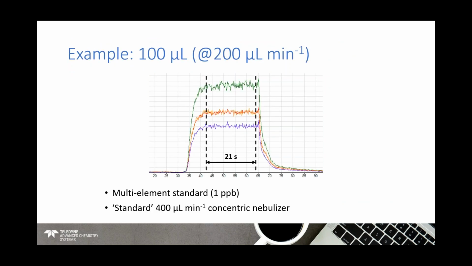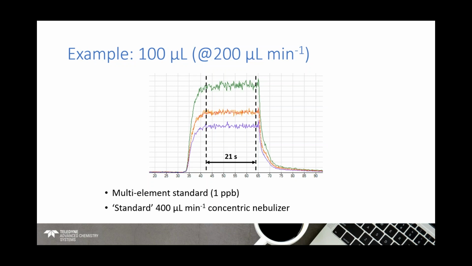So again, just a further example. This is some real-time analysis data from a multi-element standard. This is a 1 part per billion multi-element standard, which most people in an ICP-MS laboratory are familiar with. This kind of trace.